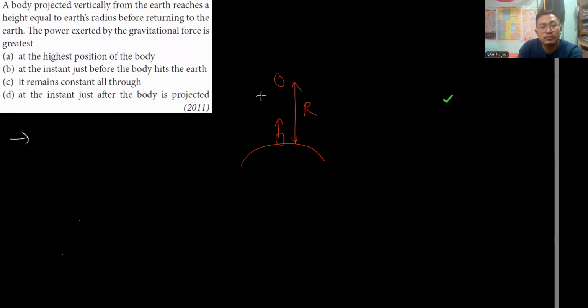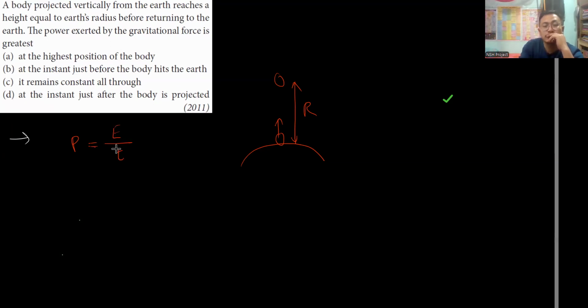The gravitational force does the work, but power is equal to mgh, the energy, divided by t. Energy by time. Total energy by time. At the instant just before the body hits the earth, why so? Total energy is conserved. The E is conserved.